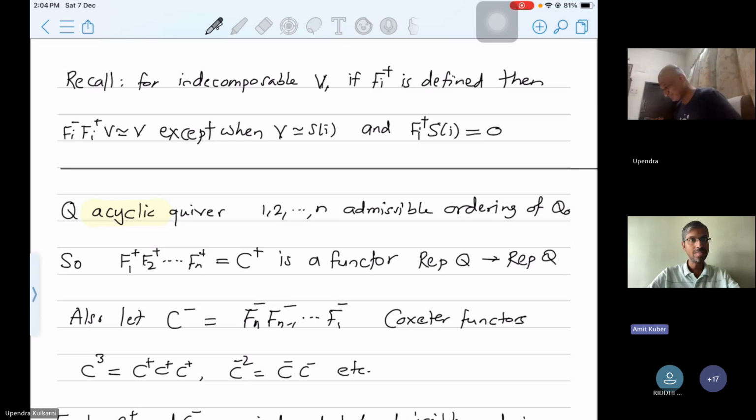Okay, so this is the last lecture of Professor Upendra Kulkarni. Please start.